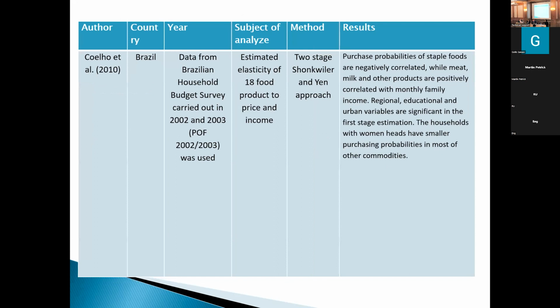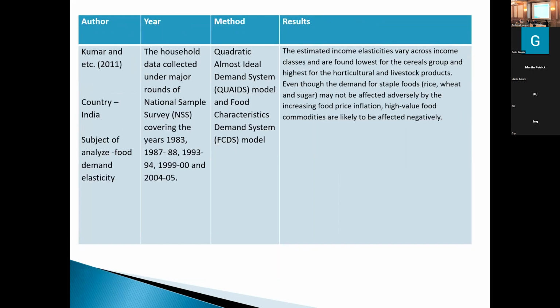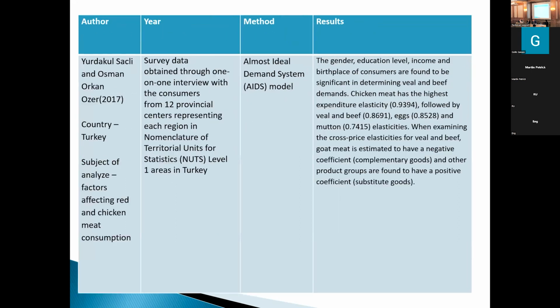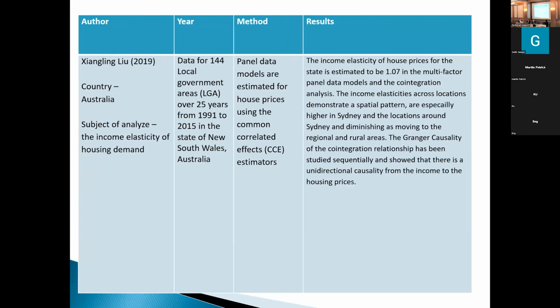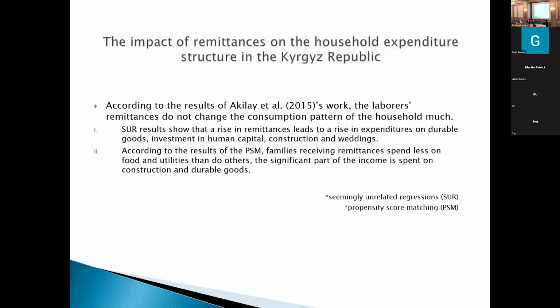Now I want to skip ahead to this research, which is about Kyrgyzstan, and it is very important because it is about remittances that are spent on consumption of goods. By using seemingly unrelated regression, they showed that the rise in remittances leads to a rise in expenditures on durable goods especially, and investment in human capital.